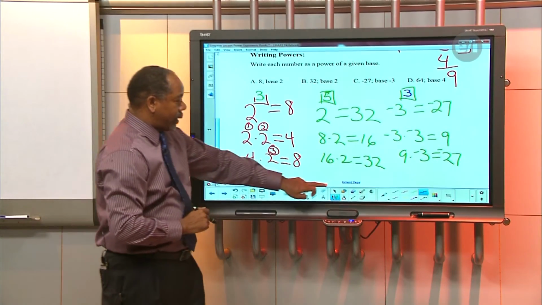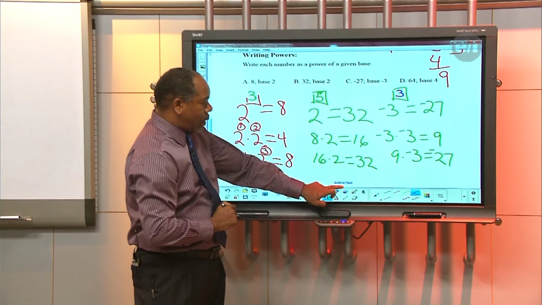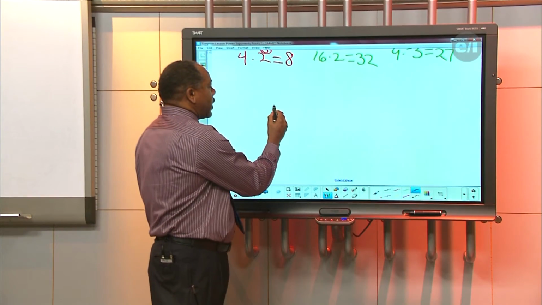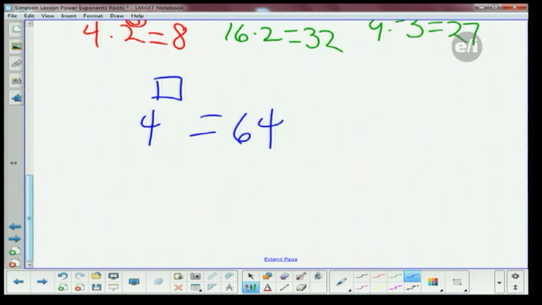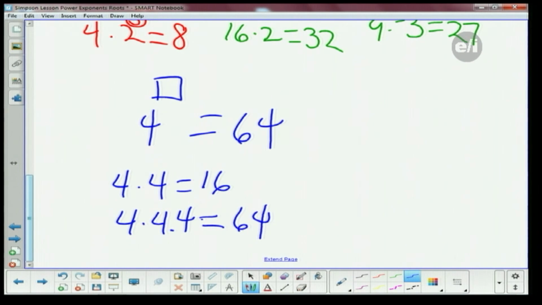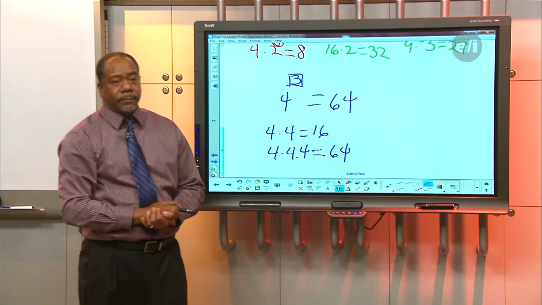The last one that we'll do here is the base is 4 and my answer is 64. So my base is 4. My answer is 64. What do you think? Can you figure it out? Here's how we do it. 4 times 4 is 16. It's not 2. 4 times 4 times 4 is going to be 4 times 4 is 16, times another 4 is 64. So there we go. Our answer here is that the exponent is going to be a 3.